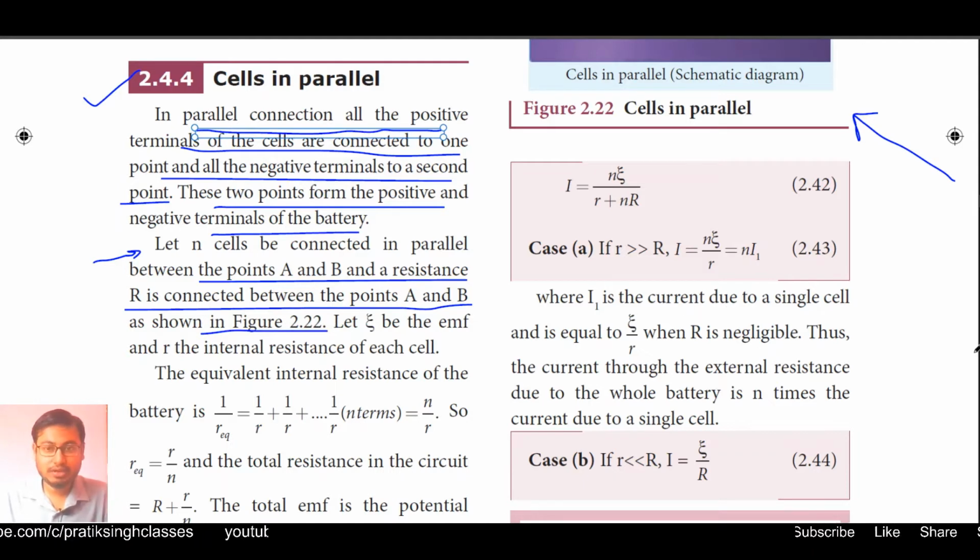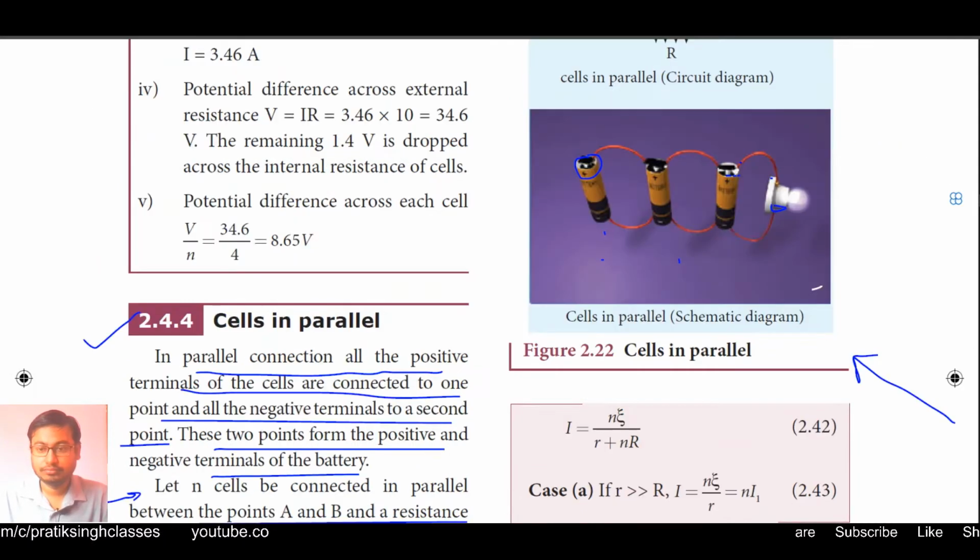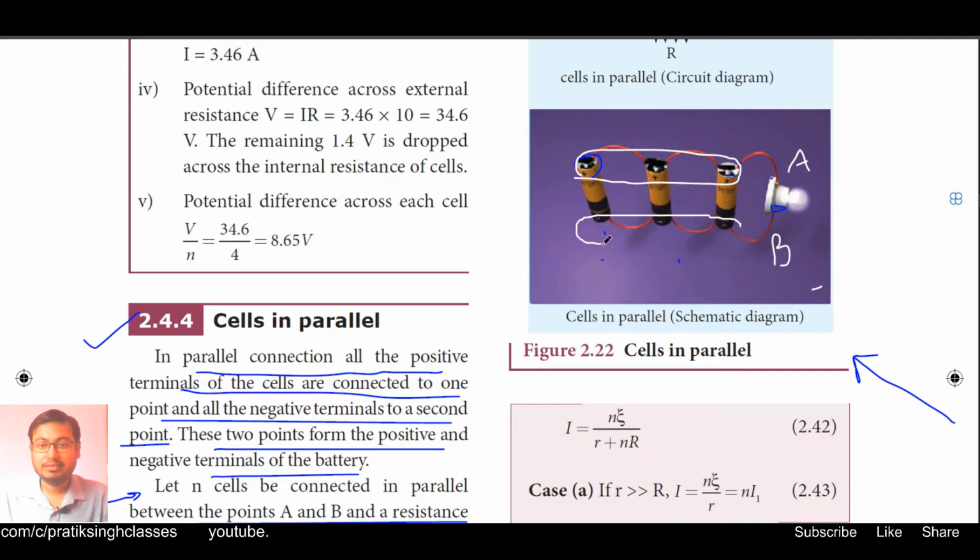So let us see figure 2.22 once again. As you can see here, this is terminal A of the load and this is terminal B of the load. All the positive terminals of the cells are connected with terminal A, and all the negative terminals of the cells are connected with terminal B of the load. The external resistance, or the resistance given by the external load, is R. Here in the figure we have 3 cells, but in theory we take n cells, so it may be any number of cells.